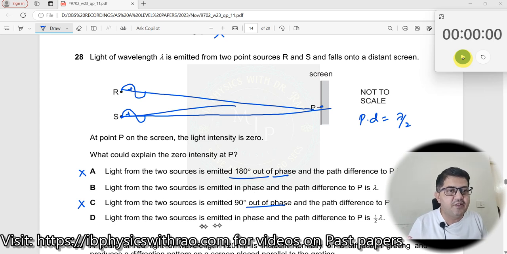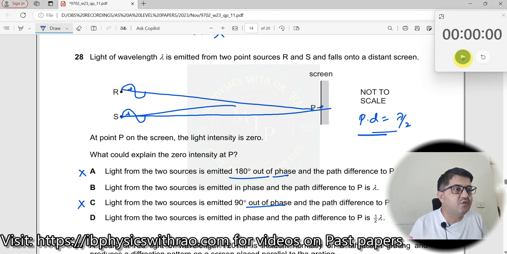Now they are in phase and they are in phase, and path difference is equal to lambda by 2. I already told you. So this also goes away. So D should be your right answer.